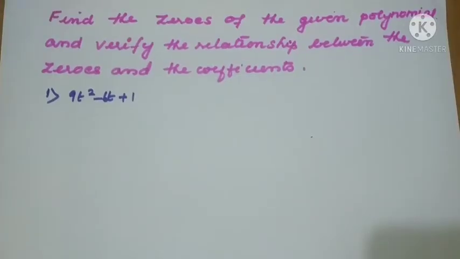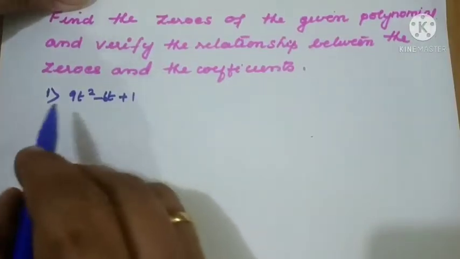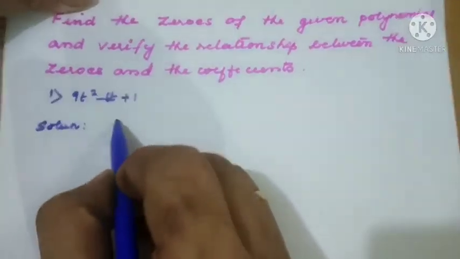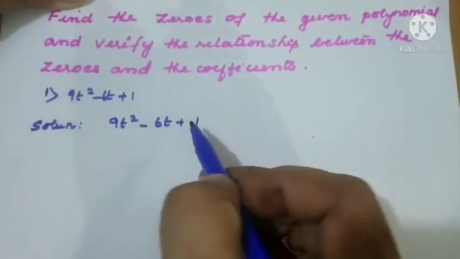Good morning, children. Today we are going to do the examples or the questions on the problems only based on the last concept. Find the zeros of the given polynomial and verify the relationship between the zeros and the coefficients. So the first question is 9t square minus 6t plus 1. Solution: 9t square minus 6t plus 1 only.